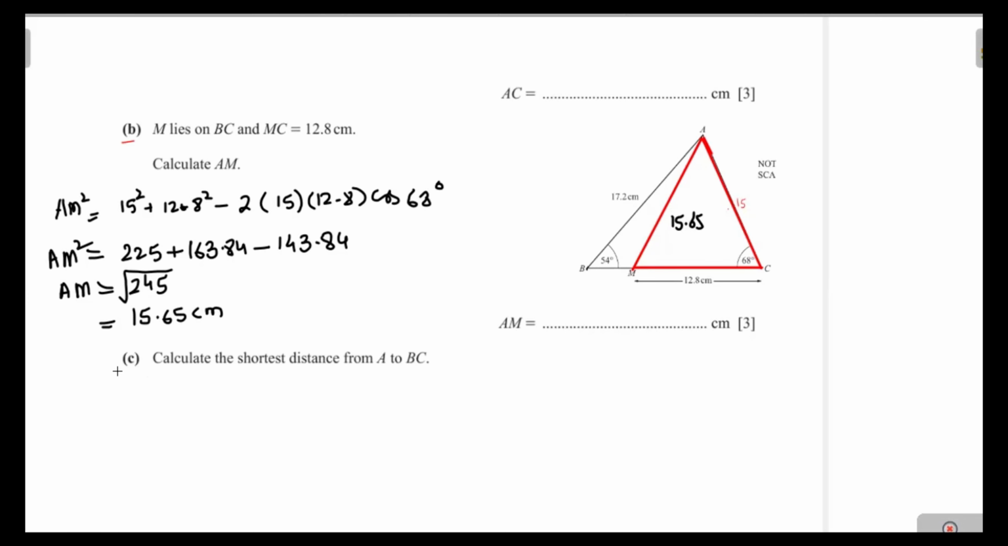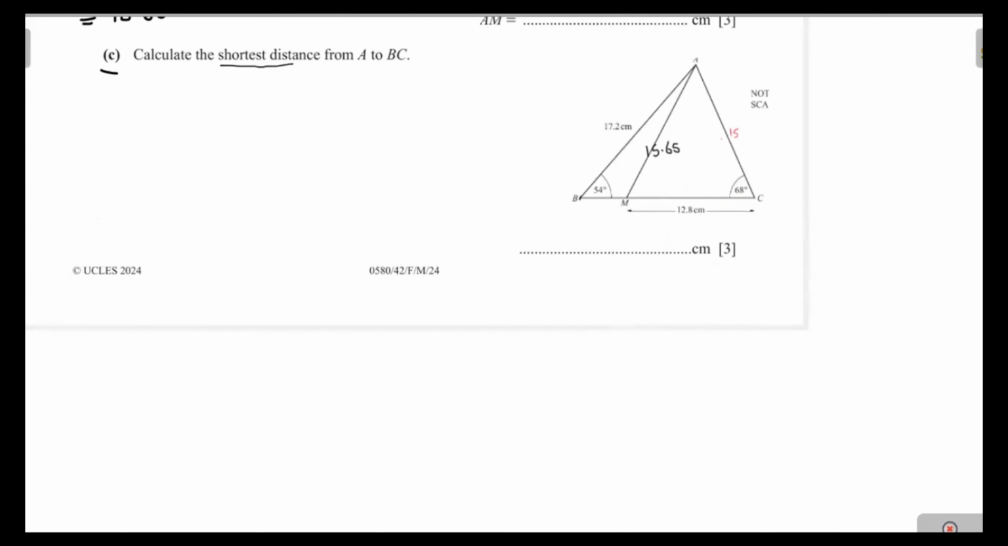The next part, part C. Part C, calculate the shortest distance from A to BC. The shortest distance from A to BC is the perpendicular distance from A on BC, and this perpendicular intersects this BC at point D.